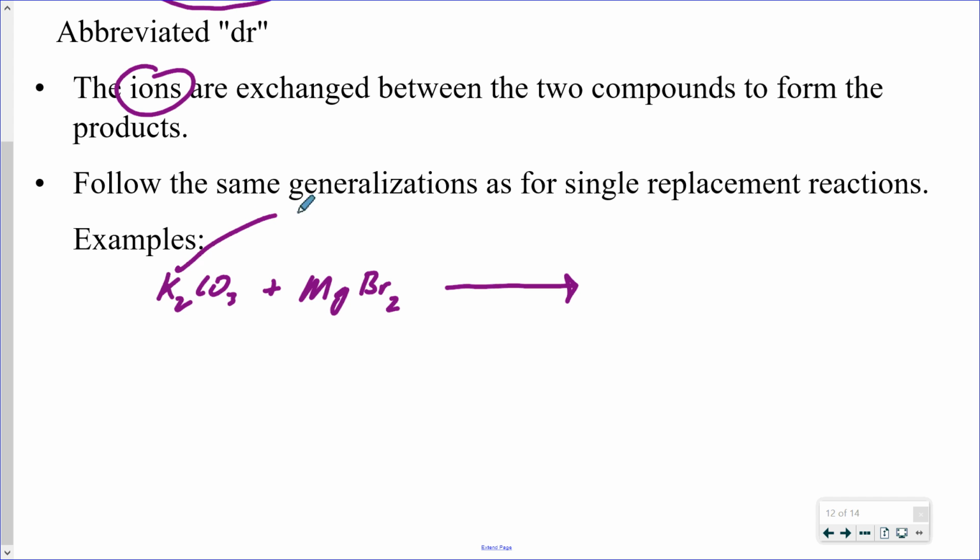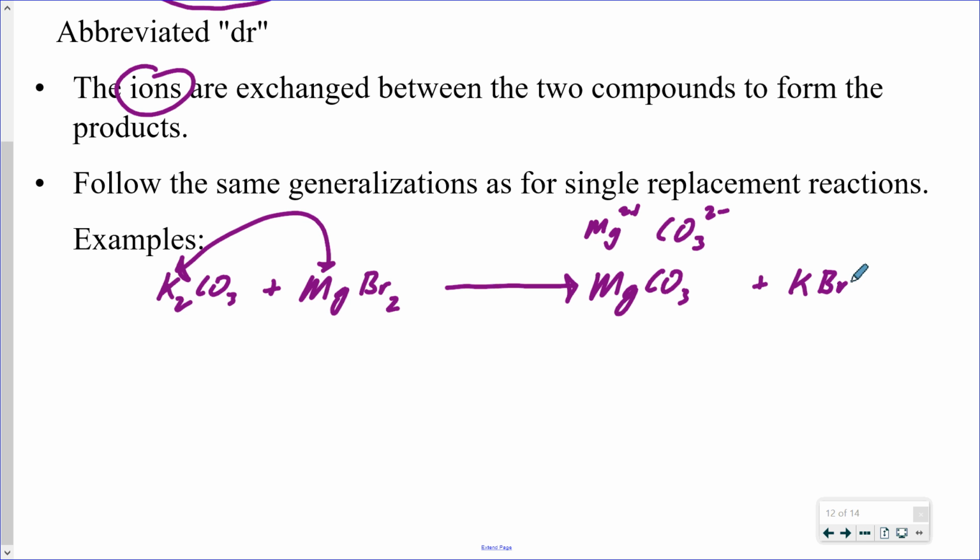What are we doing here? We're just flipping around the metals. So now we're going to have magnesium, which is Mg2 plus, with carbonate, which is CO3 2 minus. Crisscross the twos, but they're going to cancel out anyway, so we don't need brackets. MgCO3 is one of our products. And the other one, we're now going to have the potassium with the bromide.